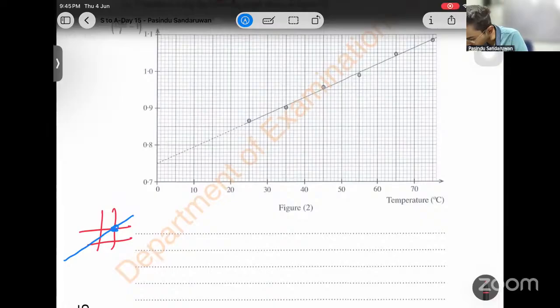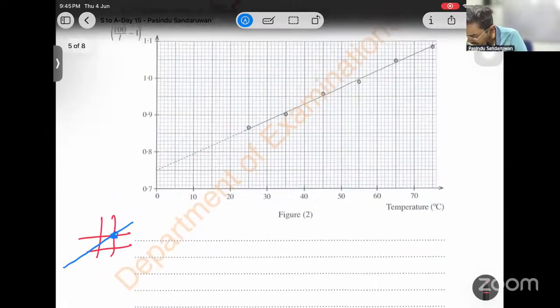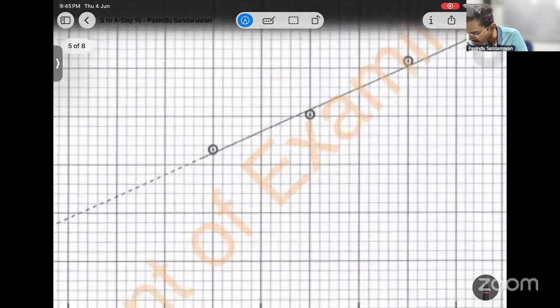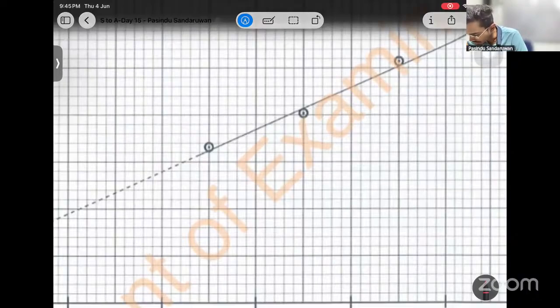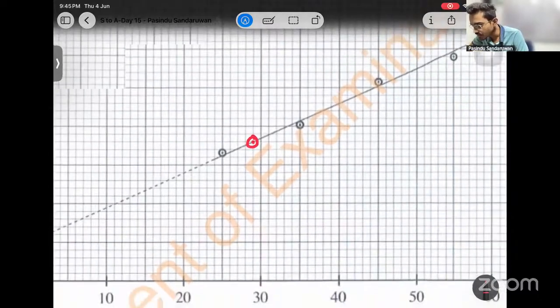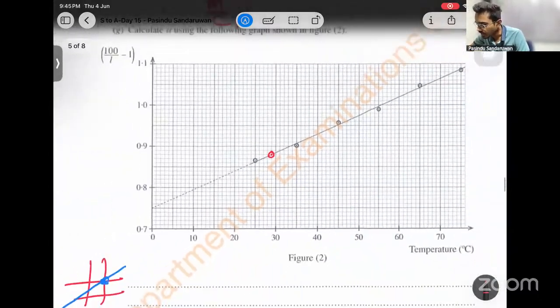See, 1 point is here. I need to mark this point. I can see 1 point is here. 1 point is here, this doesn't intersect exactly. 1 point is here. And then what about this? This one is fine too. Another point is here.